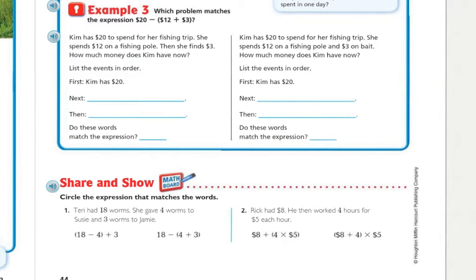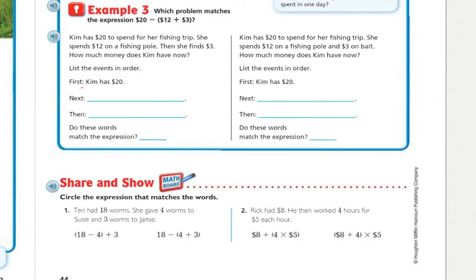Example 3. Which problem matches the expression $20 minus ($12 plus $3)? Remember that the $12 plus $3 is in the parentheses, so that needs to be done first, and then you subtract that amount from the $20. So Kim, for her fishing trip, spends $12 on a fishing pole, then she finds $3. How much money does she have now?